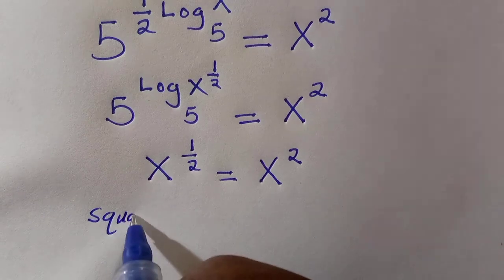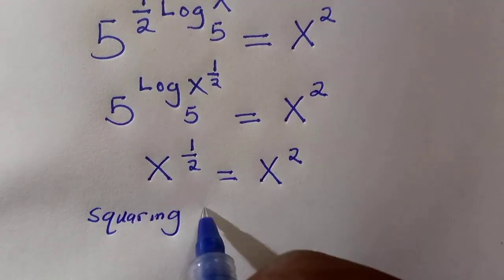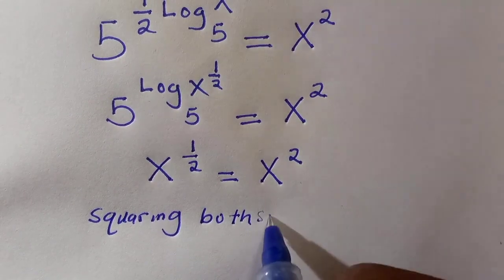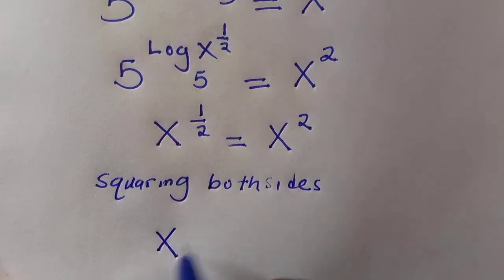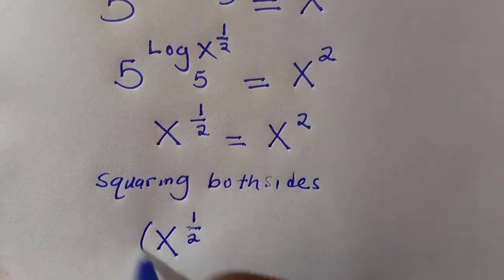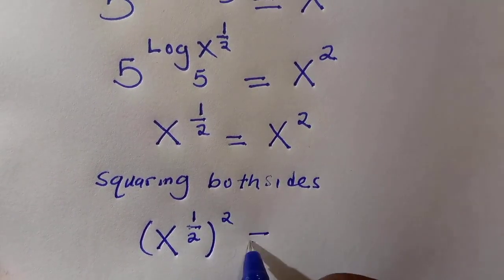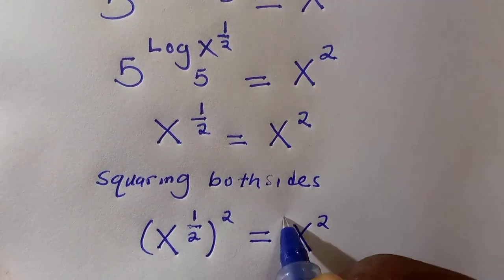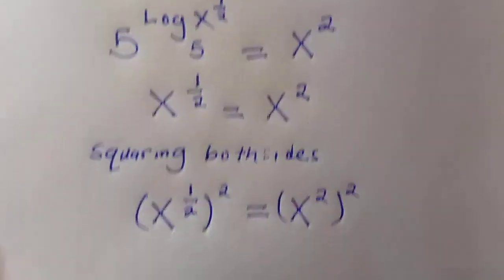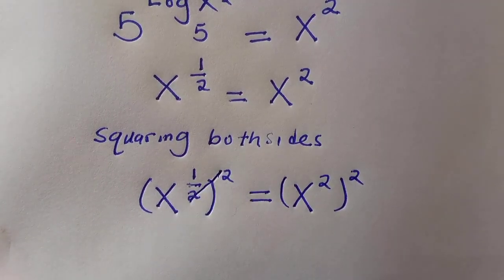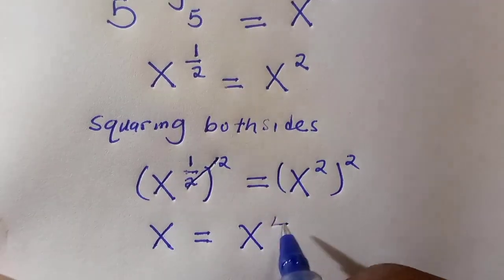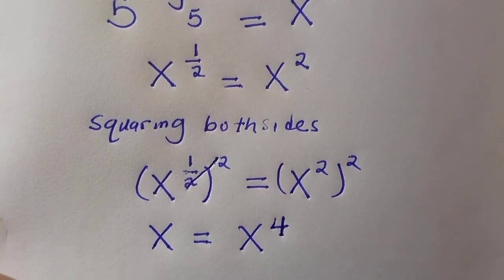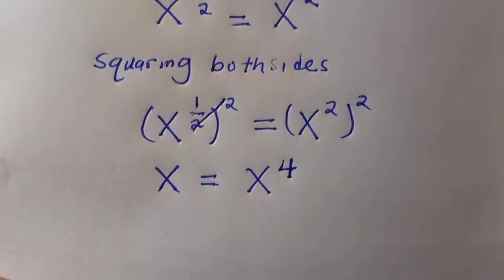So we take the square of both sides. By squaring both sides, we get rid of the power of a half. And here we have x to the power of 1 over 2 all raised to the power of 2 equals x to the power of 2 all raised to the power of 2. So this cancelled, and we are left with x equals x to the power of 2 times 2, which is 4. On getting this, we have x equals x to the power of 4.